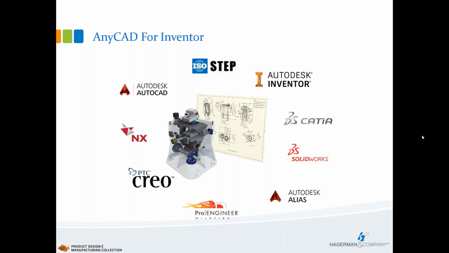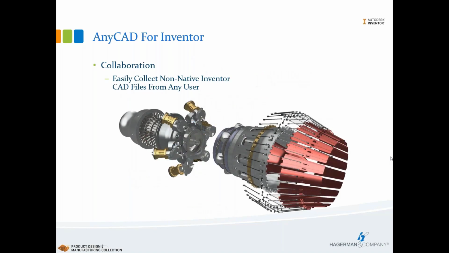These third-party CAD files, non-native Inventor CAD files that we want to bring in, that's what we utilize. So what can we do with them? Well, we can put them in our assembly files. We can put them in our drawing files. We can collaborate with these. So we don't have to redesign them in Inventor. We don't have to convert them all to Inventor files if we don't want to. We just live place them in our Inventor assemblies and work with them.